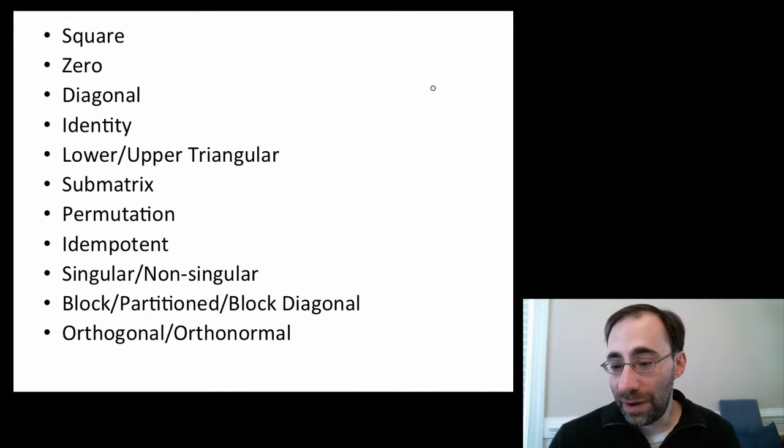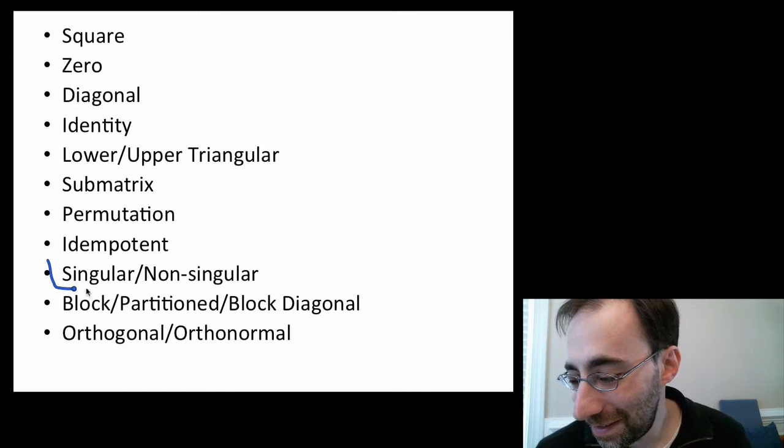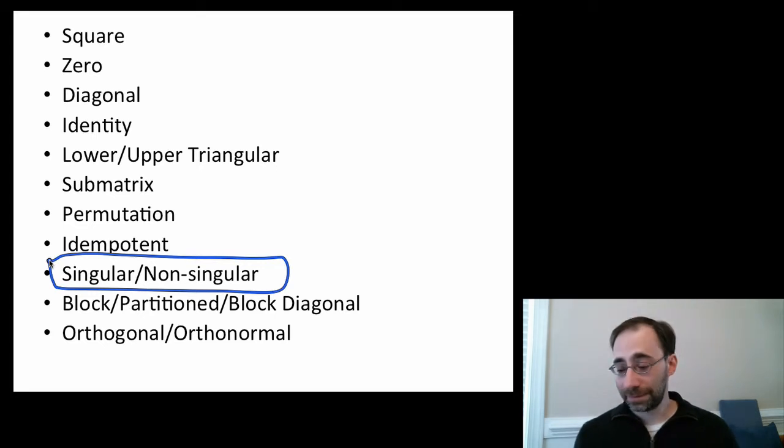For a much more important one, I'm going to write this in blue, because I'm getting punchy. Singular, non-singular. A singular matrix is one whose determinant is 0. This will not make sense to you until we do determinants. A non-singular matrix is one whose determinant is non-zero. The reason they're so important is a singular matrix cannot be inverted. A non-singular matrix can be inverted.